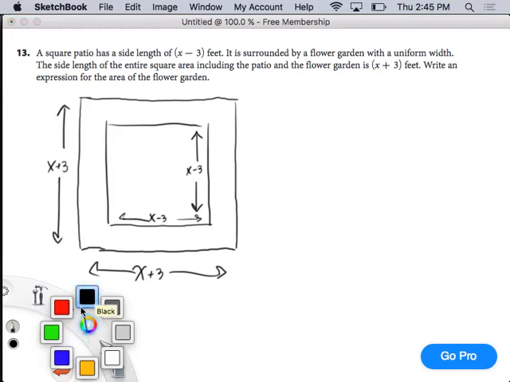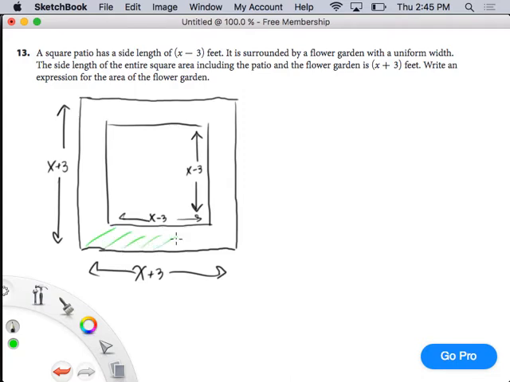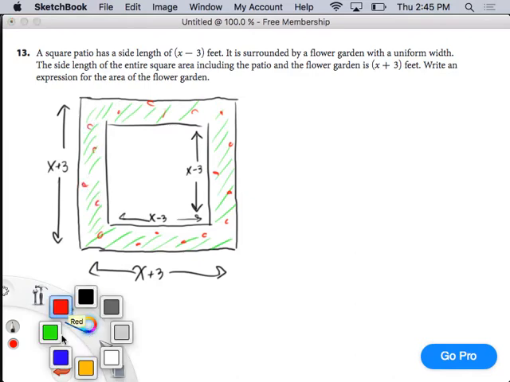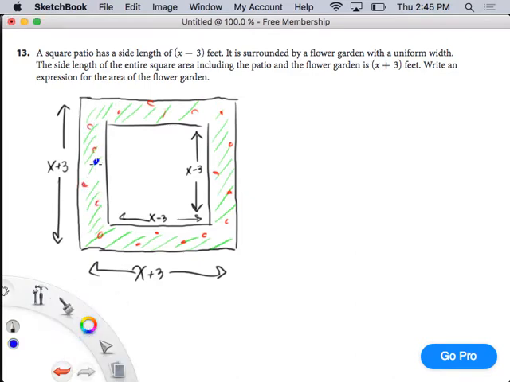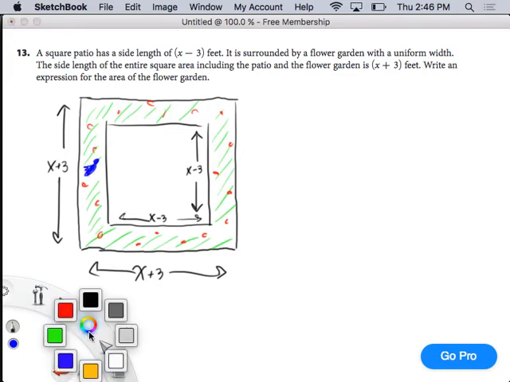All right, and just to make it clear, we can shade in the area of our flower garden. Draw some flowers. Nice. Have some fun. We got a little bluebird in our garden. He's hanging out.